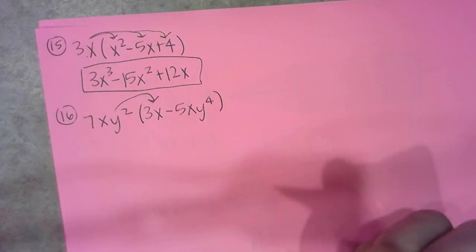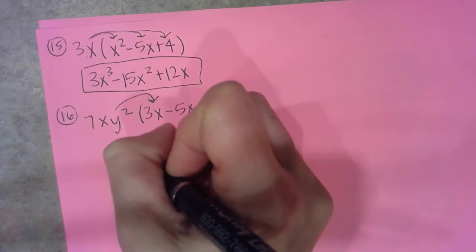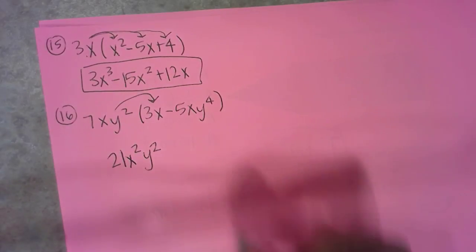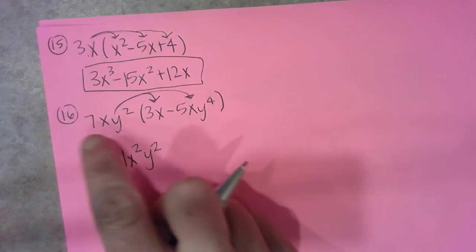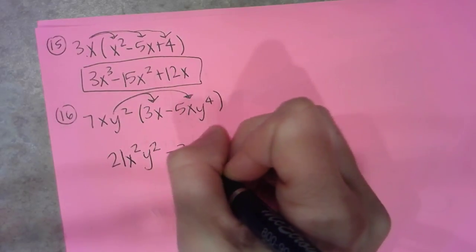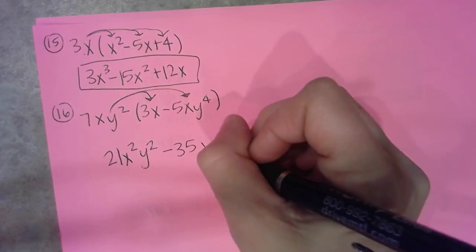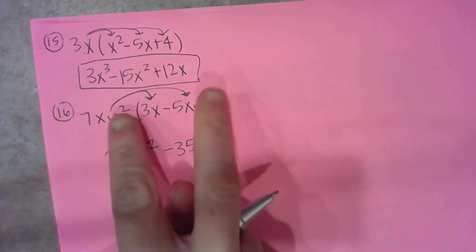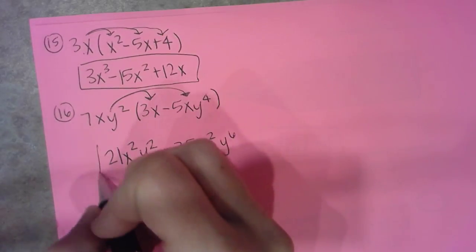Again, you just distribute. 7xy squared times 3x is 21x squared y squared. Okay? And then 7 times negative 5xy to the 4th. 7 times negative 5 gives us negative 35. X times x gives us x squared. And y squared times y to the 4th, when you multiply, you add your exponents, so that gives us y to the 6th.